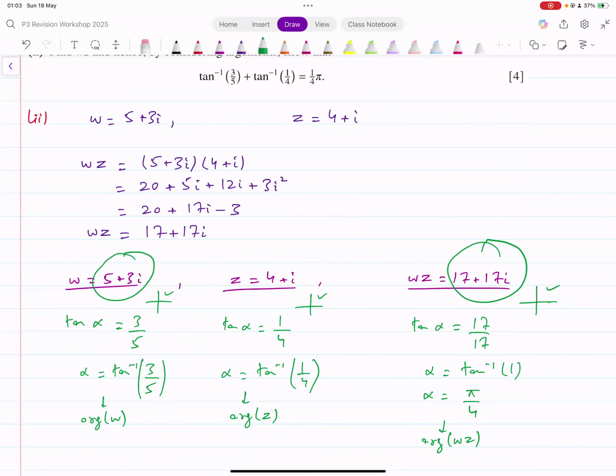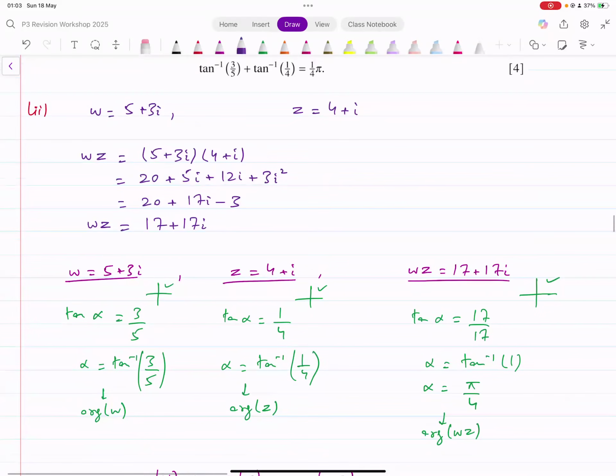W is 5 plus 3 iota, Z is 4 plus iota. Can we find the arguments for all of them? Argument of W, it's in the first quadrant. This is also in the first quadrant. This is also in the first quadrant. All of these are in the first quadrant, right? So their basic angles are going to be the same as their arguments. You can find the argument for each one of them.